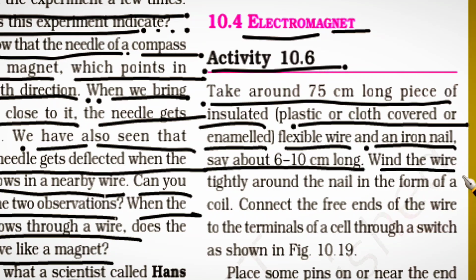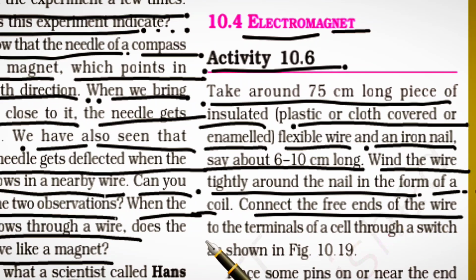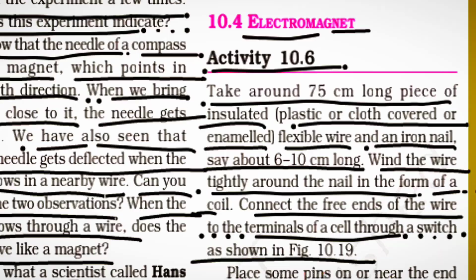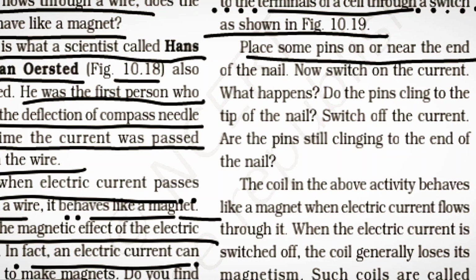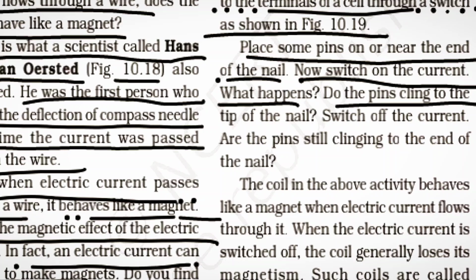Wind the wire tightly around the nail in the form of a coil. Connect the free ends of the wire to the terminals of the cell through a switch as shown in figure 10.19. Place some pins on or near the end of the nail. Now switch on the current. What happened? Do the pins cling to the tip of the nail? Switch off the current. Are the pins still clinging to the end of the nail?